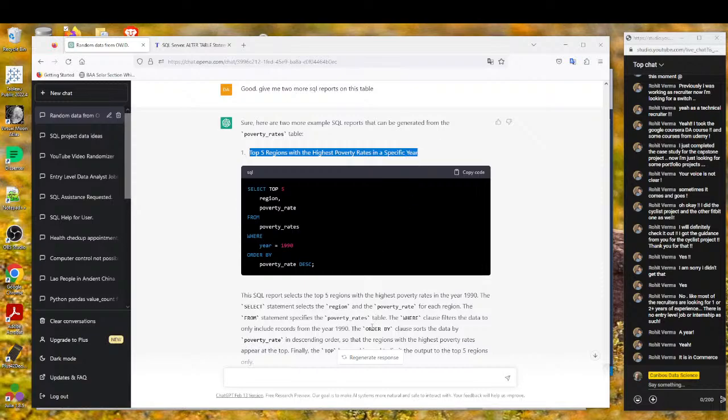So what do you think? Do you think ChatGPT is a good data analytics tool then?